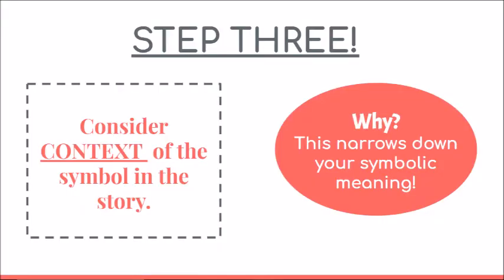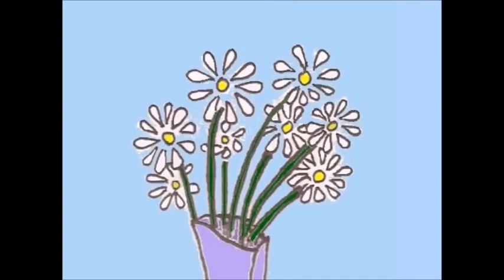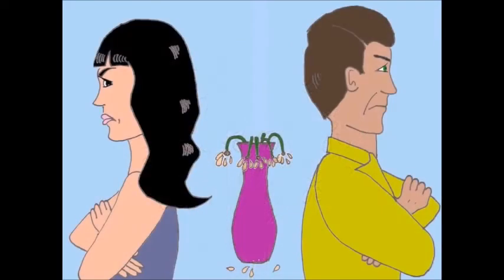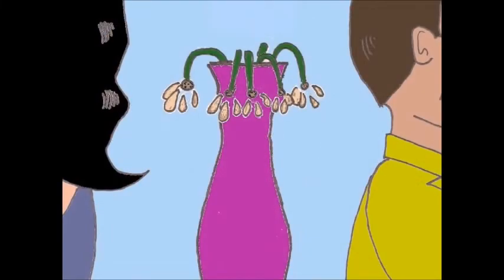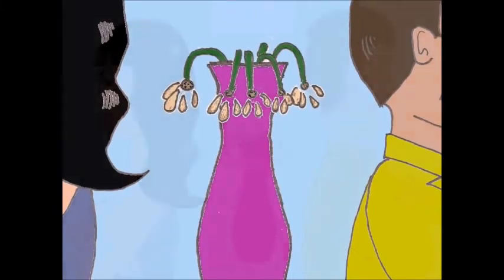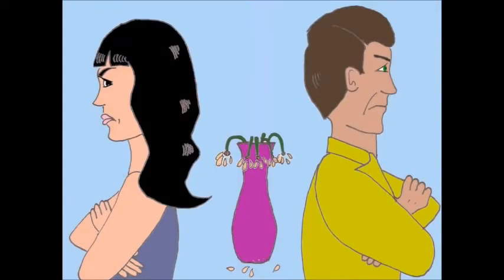Our third step is to consider the context of the symbol in the story. For example, later, the author takes time to describe the flowers again. This time, they're wilted or dead. An alert reader might see that the flowers are a symbol for something else, maybe the love between the two people, and that the flowers' later wilted condition is a sign, or symbol, that their love has wilted or died as well. Get it? The flowers equal their love. When the flowers die, it means their love has died. We know the flowers mean this because the context of the flowers is the love story.